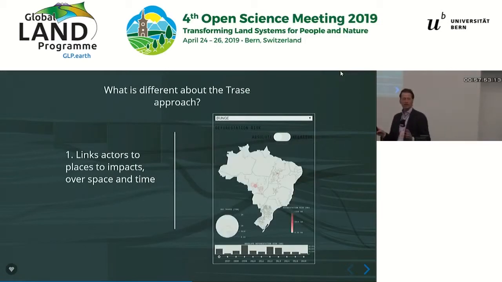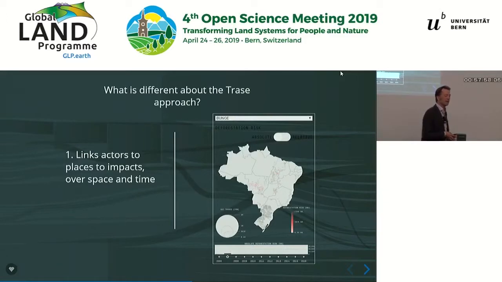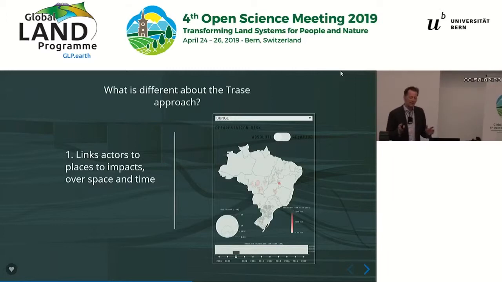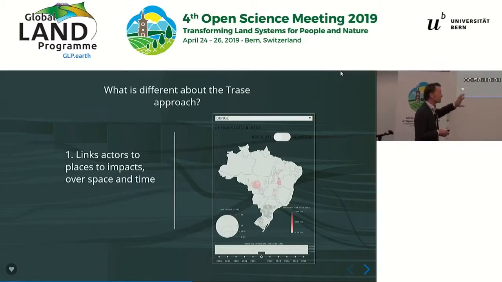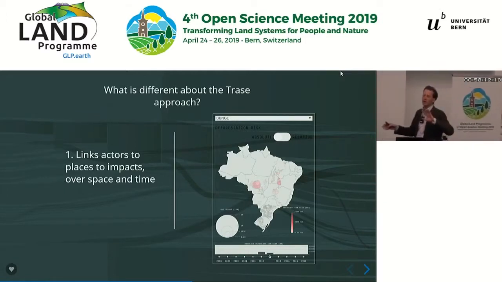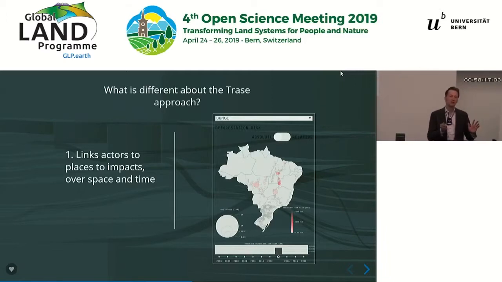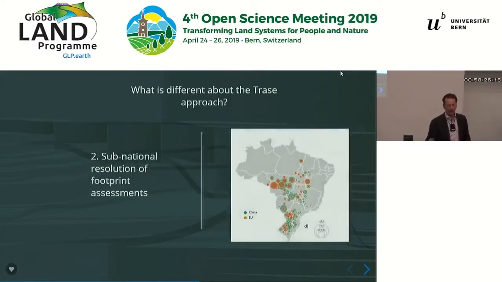There are four things that distinguish Trace from other areas of work in our view. One is the ability to link those actors to places at a subnational level. And here you can see the movement of one trader, Bunge, across Brazil over time. So now we can look at that relationship between a buyer and a place and the impacts and the conditions associated with that place and how that sourcing pattern and those relationships change over time. That's an incredibly powerful entry point to a lot of analysis and research.